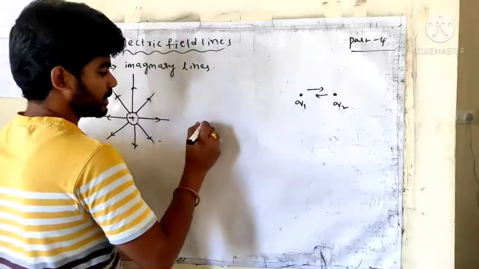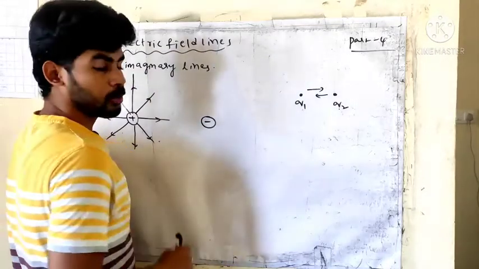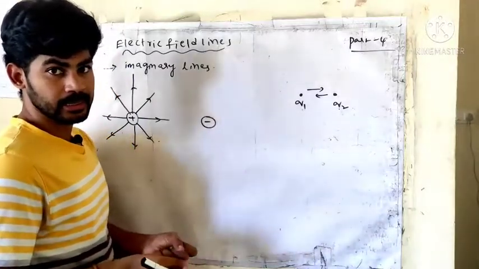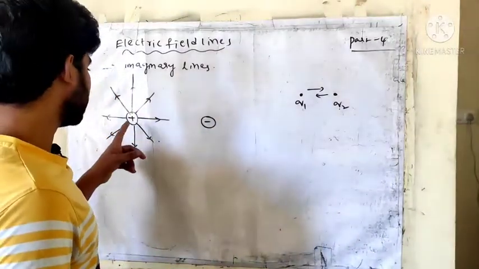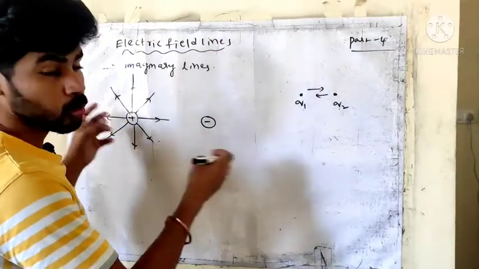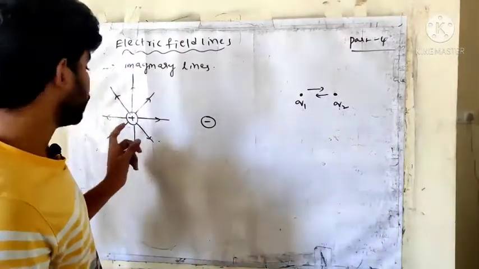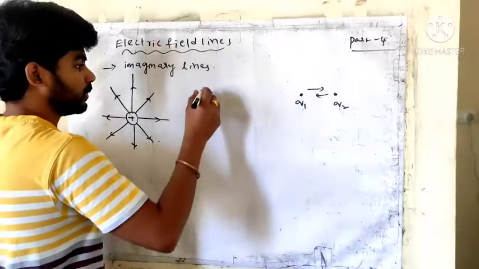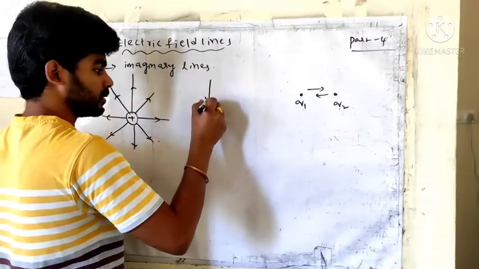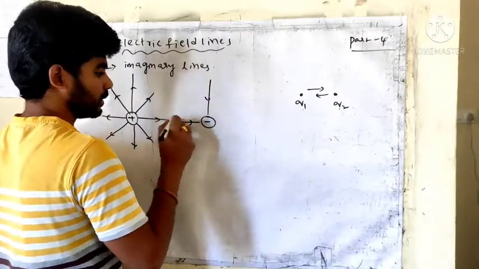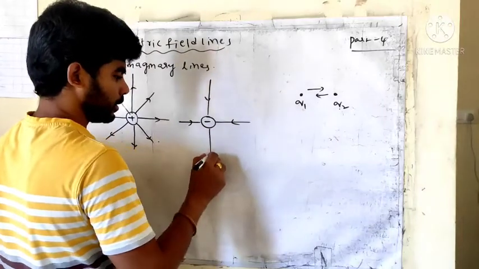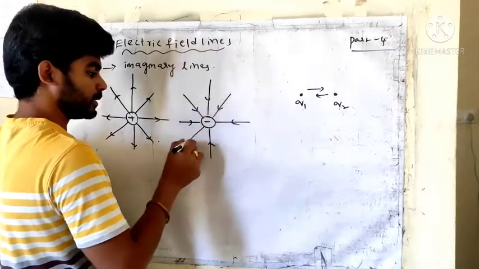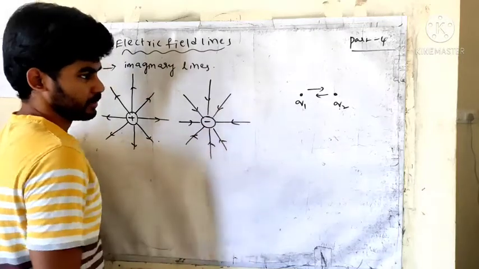Now let us consider a negative point charge. The negative point charge is attracting field lines inwards. So positive charge field lines are diverging lines, and negative charge field lines are converging lines. Like this the field lines are created. This is the negative point charge field lines direction.